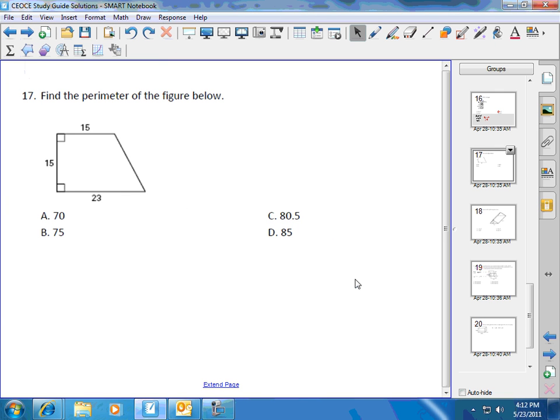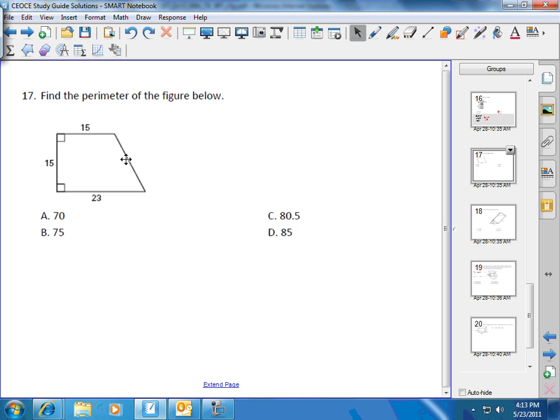Okay, for number 17 on the study guide, we're looking to find the perimeter of this trapezoid. The perimeter is the sum of the lengths of the sides. So if we want to find the perimeter of this trapezoid, we need to find the length of this side here. So how can we do that?